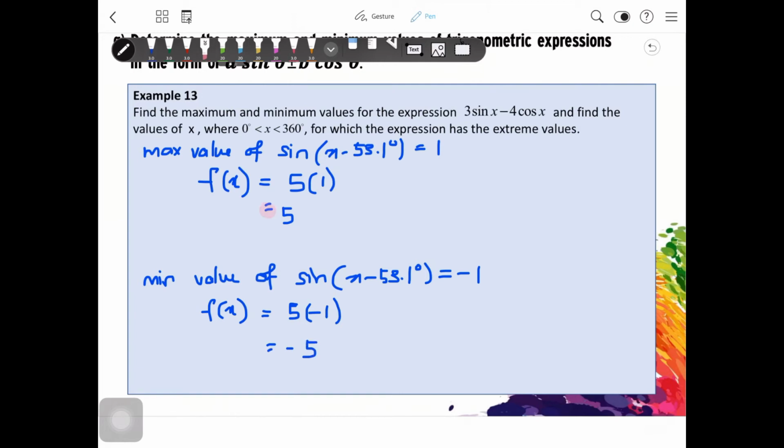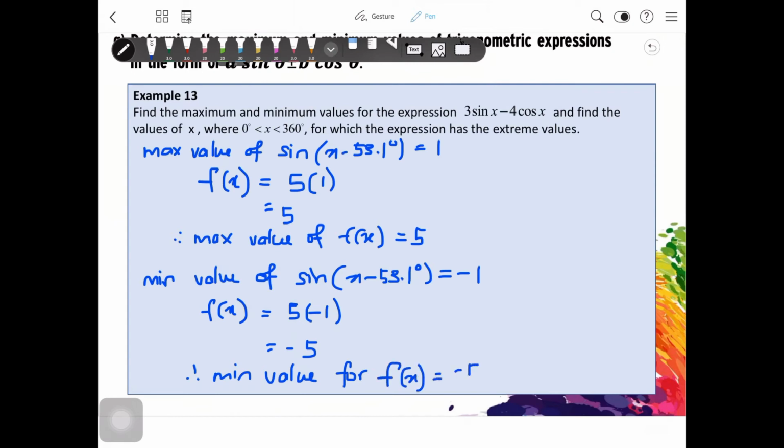Now you compare this 5 and negative 5 and decide which one is the maximum value and which one is the minimum value. You can tell from here, therefore, the maximum value of f(x) is 5 and the minimum value for f(x) is negative 5.